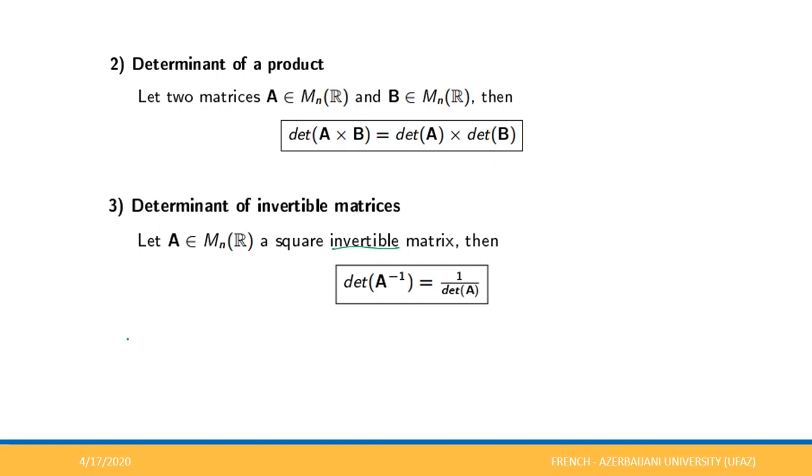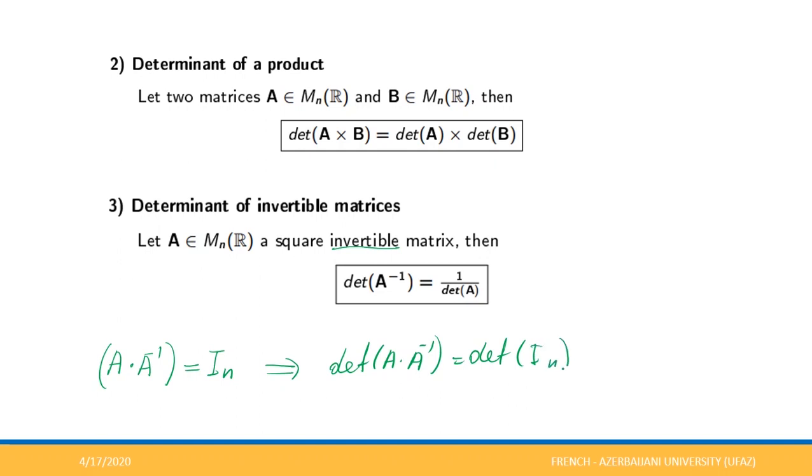Okay, look at here. Suppose A is an invertible matrix and the inverse of A is A minus 1. Then you know that the product of these matrices will be the identity matrix, IN. From here, the determinant of A times the inverse of A is equal to the determinant of the identity matrix, which is 1. You know the determinant of the identity matrix is 1.